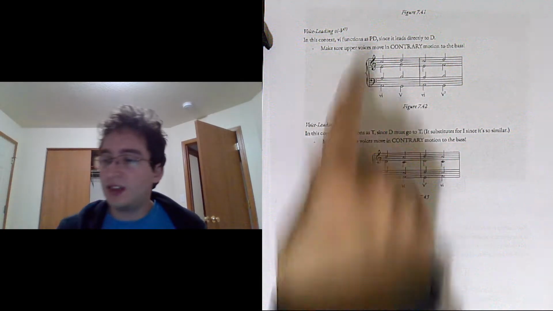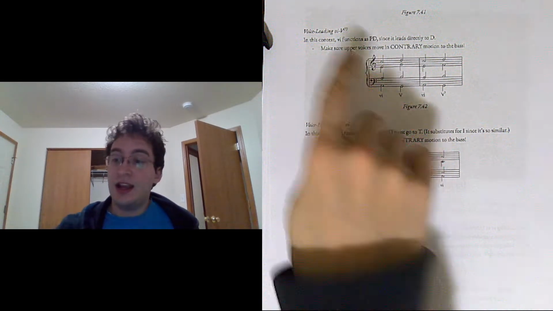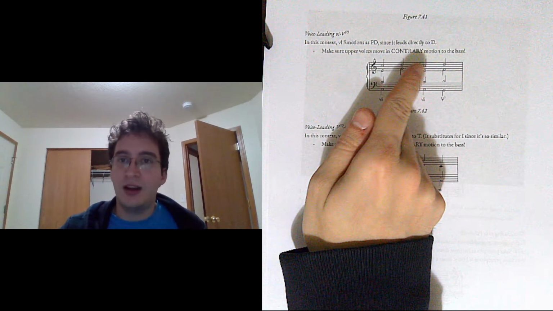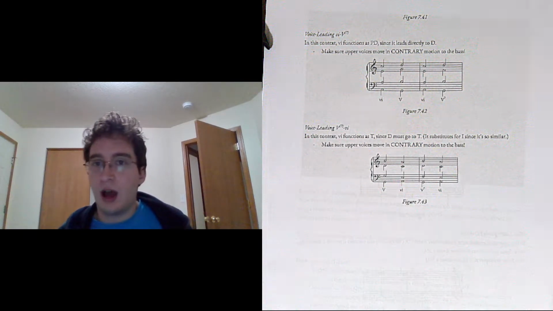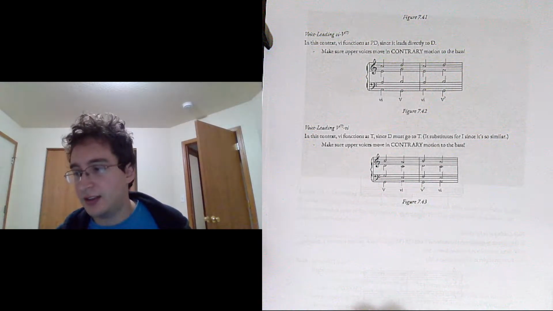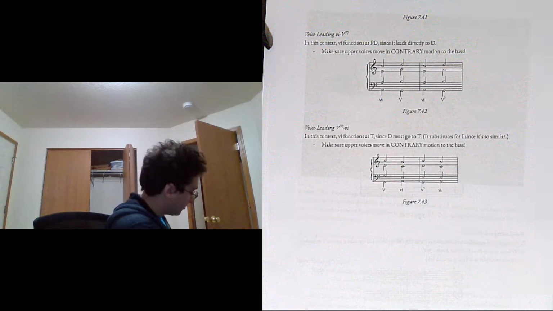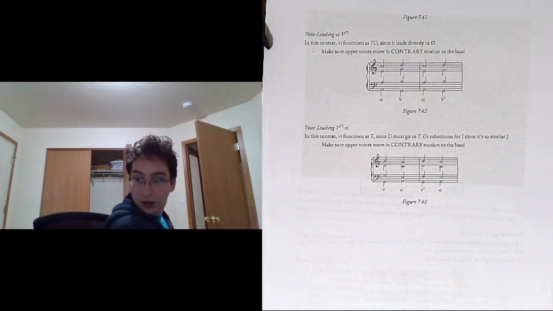If you're moving from 6 to 5 or 5/7, in this context, it functions as a predominant for sure because it's moving directly to dominant. Make sure that your upper voices are moving in contrary motion to the bass because it's a stepwise motion. Avoid your parallels. Or 5/7. There's your 7th.